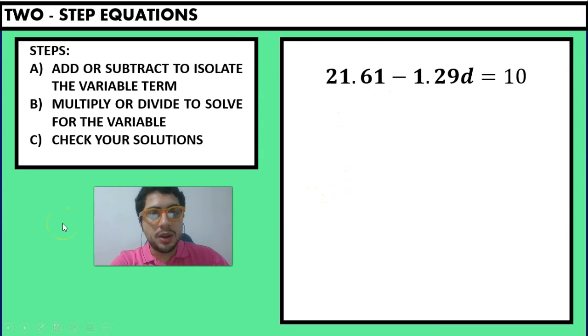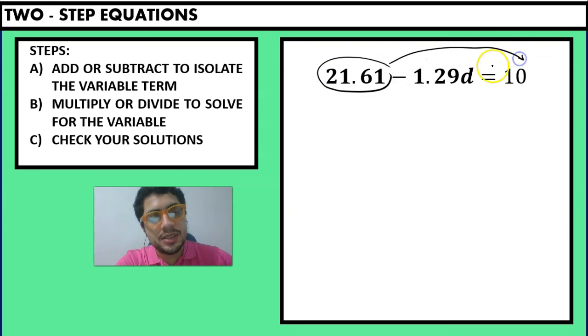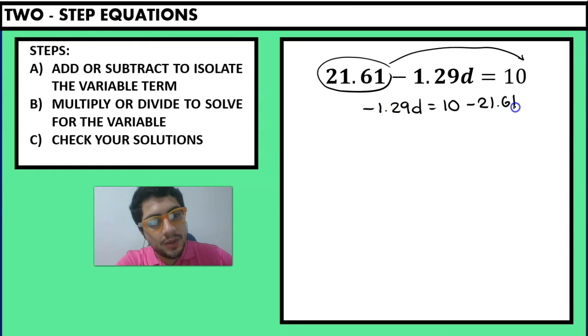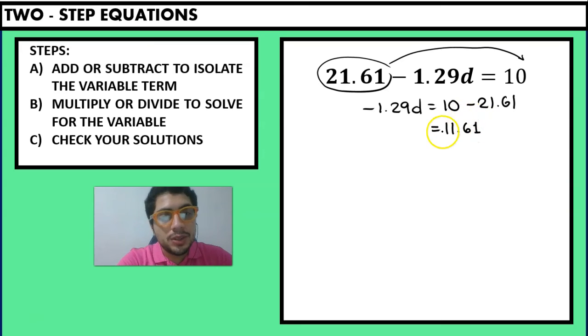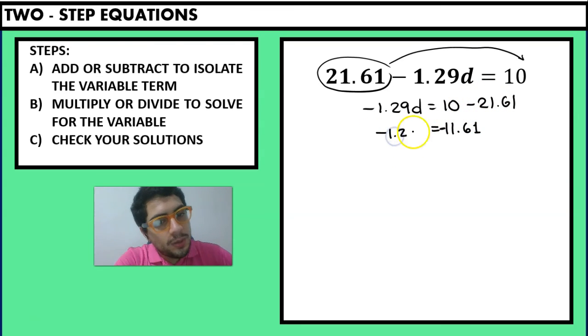Okay, now in this problem we have 21.61 minus 1.29d is equal to 10. In this case, this is adding, so we move it to the other side subtracting. So we're going to have minus 1.29d is equal to 10 minus 21.61. Now, 10 minus 21.61 gives us 11.61, but we know it's going to be negative because 21 is higher. So minus 1.29d is equal to minus 11.61.